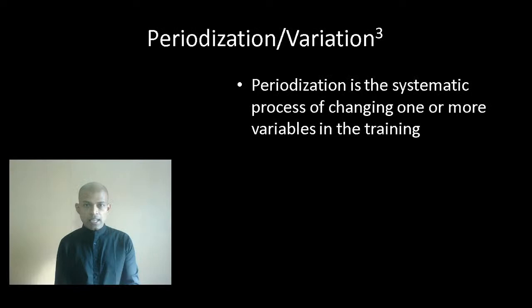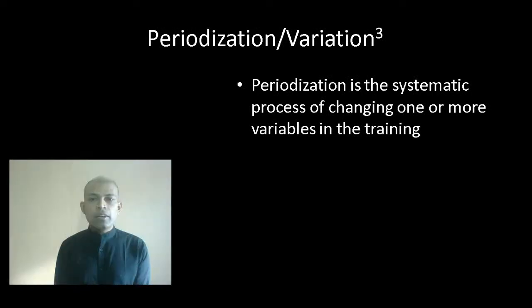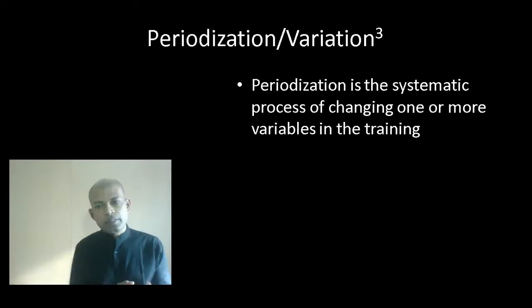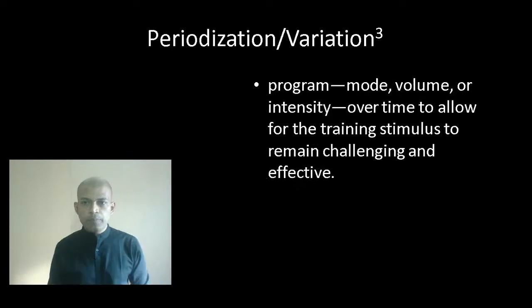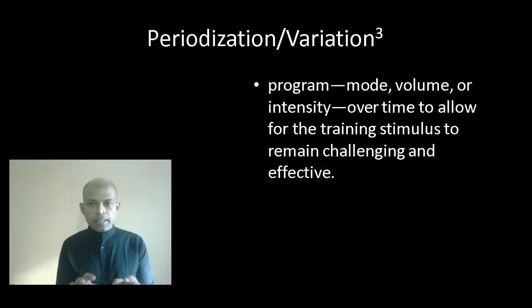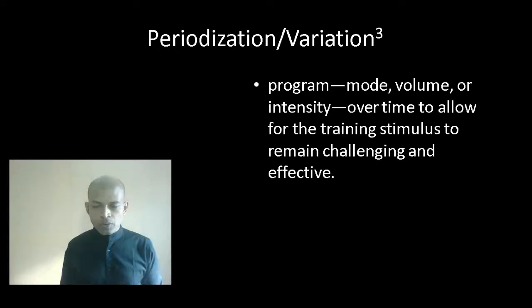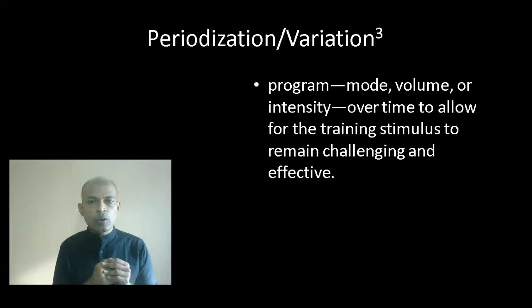And the last part of it, periodization or variation. What is periodization? When you are going to train for a marathon, I cannot run 40 km straight away. So I need to have a systematic process, which is known as periodization. Through the training period, I will divide my training period into various zones. Say you can call it initial zone, middle zone, and then performance zone. If I want to run a marathon after 1 year, then I will plan my training accordingly.